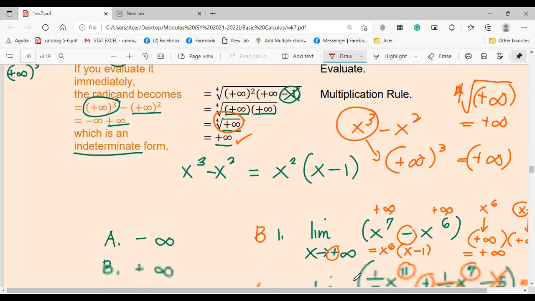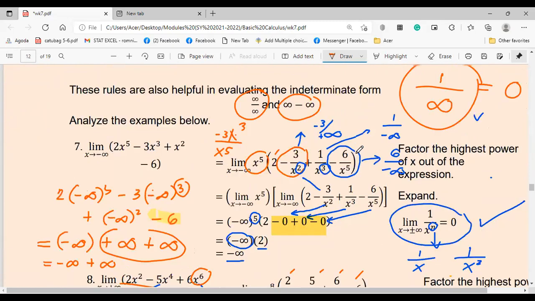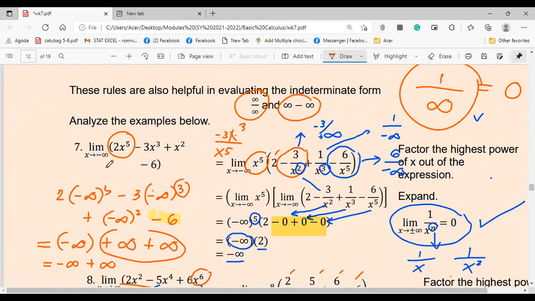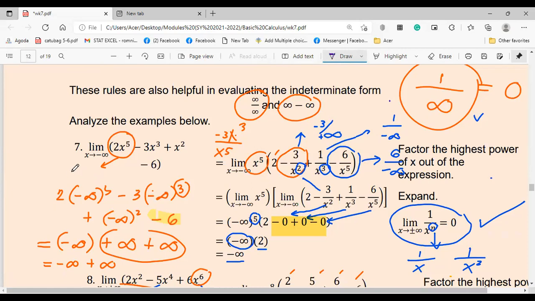Okay? Kaya tingnan mo naman yung examples natin kanina. Punta na tayo sa mismong examples. Dito sa example na to, nakikita mo, this is the highest. Pwede mo na siyang gawing clue. So magiging 2 times negative infinity raised to 5 is 2 times negative infinity. The answer is negative infinity.